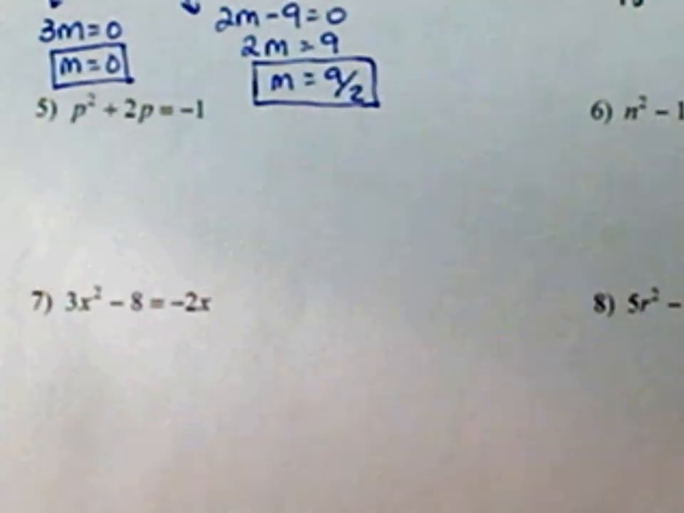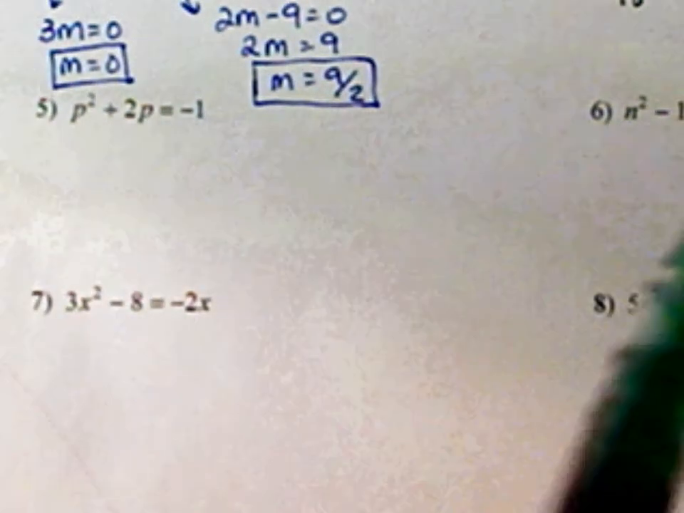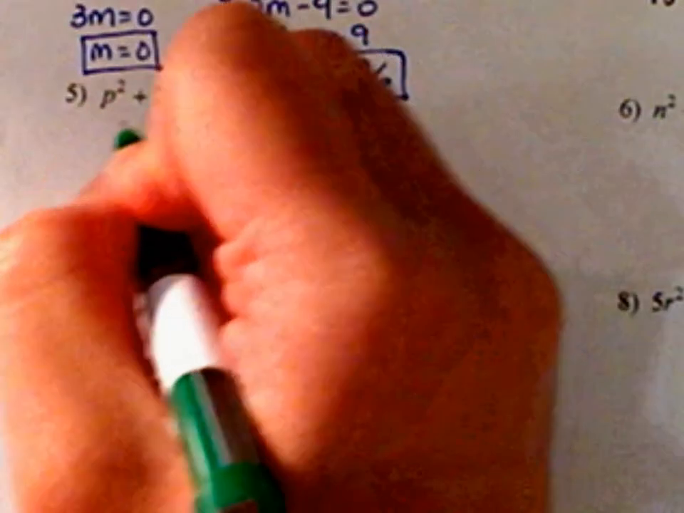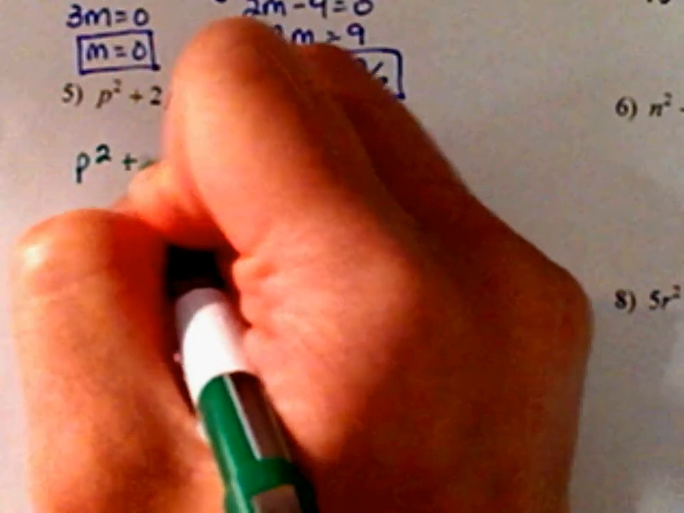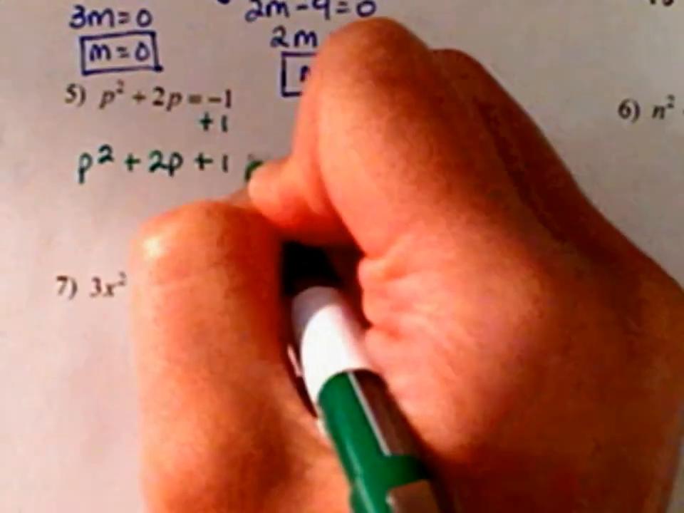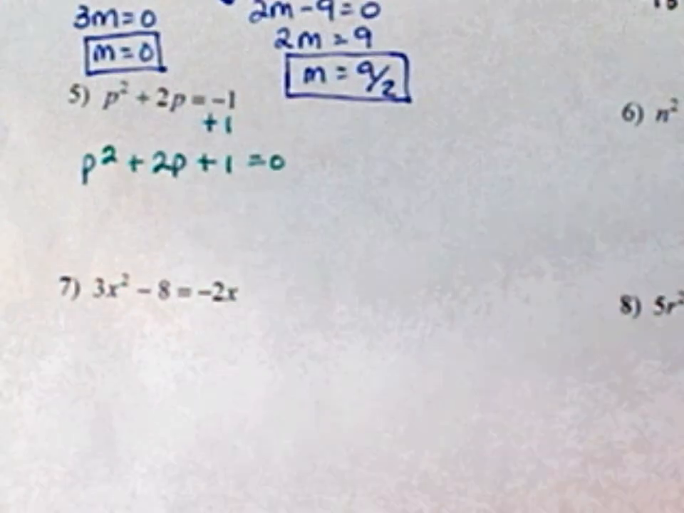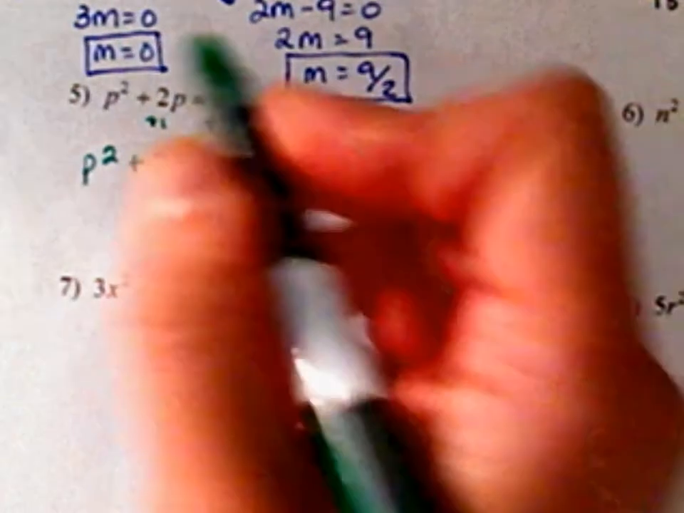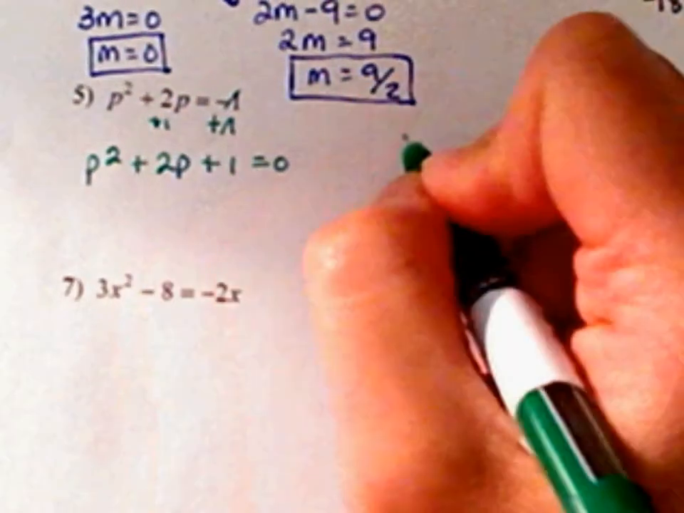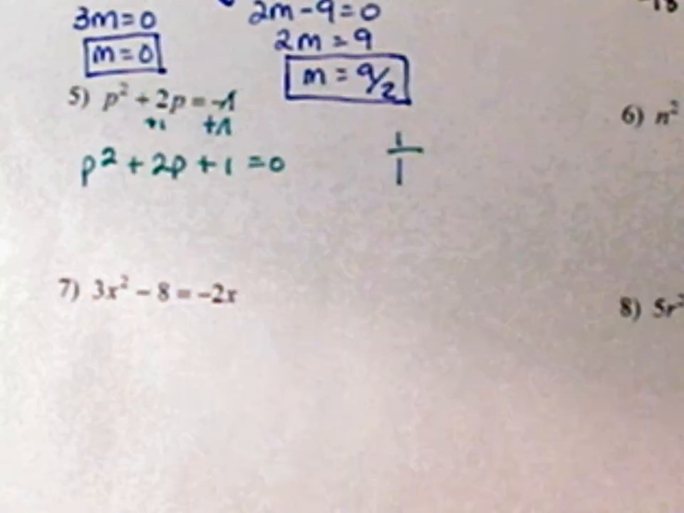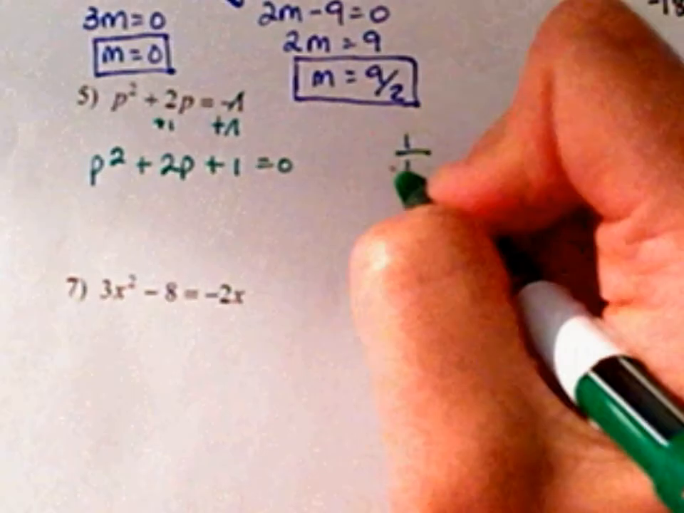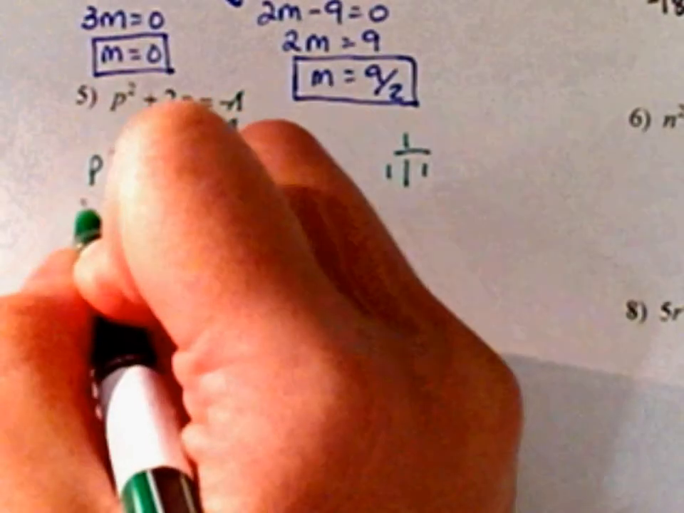Number 5. Okay? Same thing. First thing you want to do is add 1 to both sides. So now I have p squared plus 2p plus 1 equal to 0. Because what you do to one side, you do to the other. That cancels. All right. 1 times 1 is 1. What 2 numbers multiply to give you 1, and add to give you 2? 1 and 1. So draw your 2 sets of parentheses.